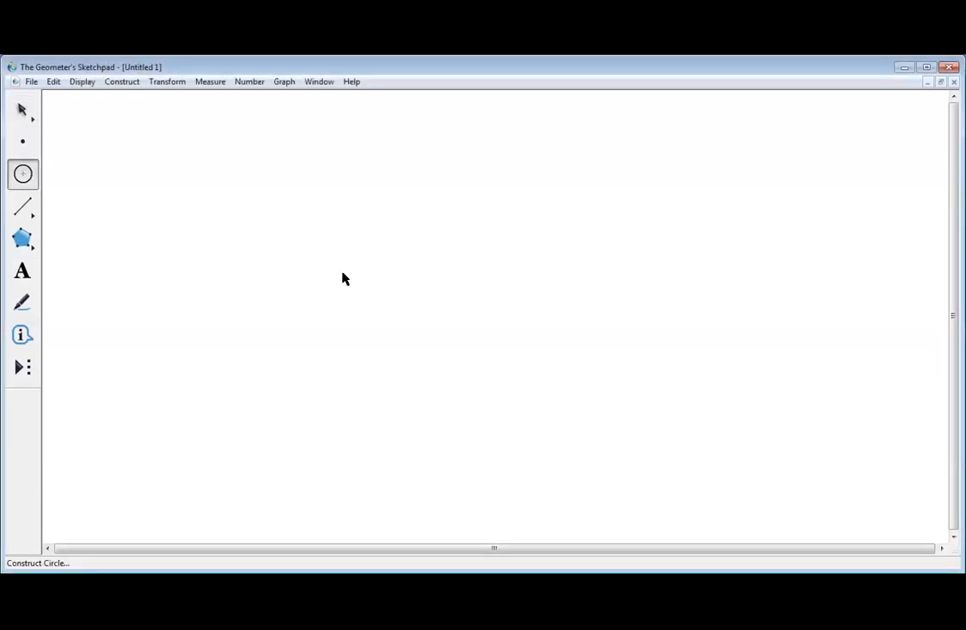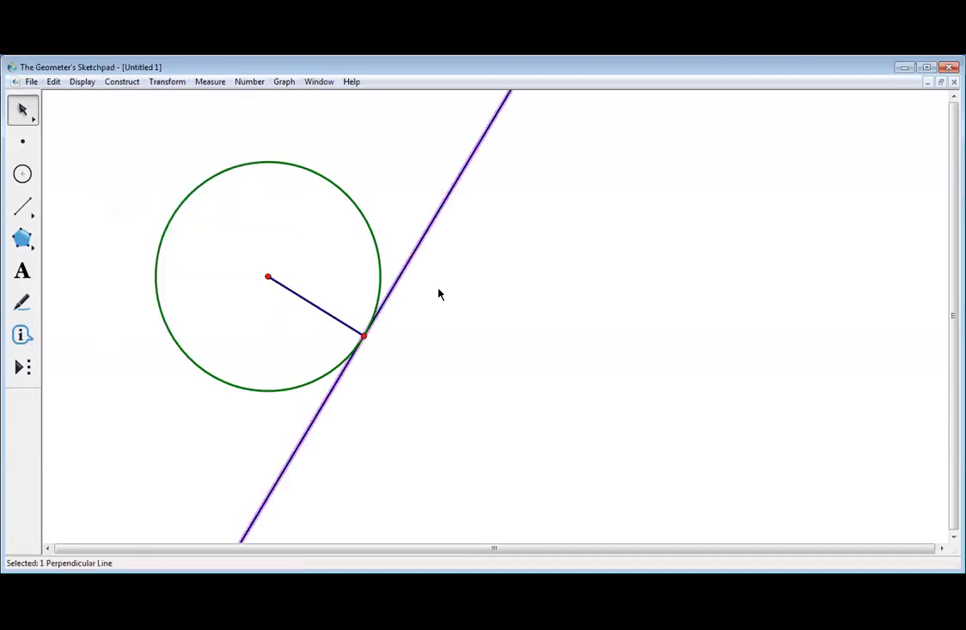So on your calculators, hopefully you have a circle, right? Draw a radius in, so just go from the center to any point on the circle. Construct a perpendicular to the radius at the point of intersection with the circle. So on your calculator, you're going to click the radius, you're going to click this point, right, and you're going to construct a perpendicular line.